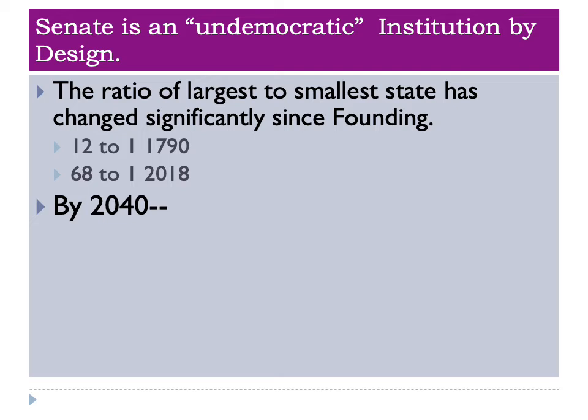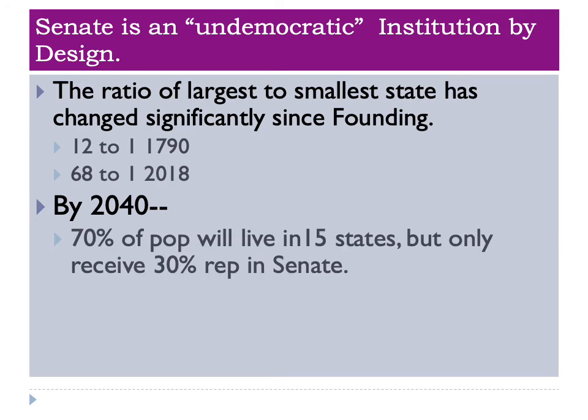So if we continue with the population growth that we've had up until 2020, and we'll know more after the 2020 census, if we're looking at population growth and where people go to live, some are predicting that by 2040, 70% of the United States population will live in 15 states, but they will only get 30% of the representation in the Senate, right? In other words, the voice of 70% of the population is cut in more than half in the Senate, okay? And you could look at it the other way. You could say that 30% of the population gets more than double its voice in Congress, okay?